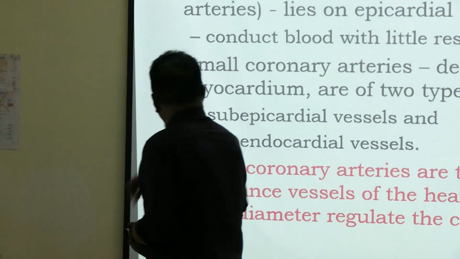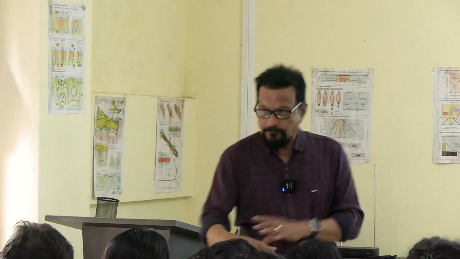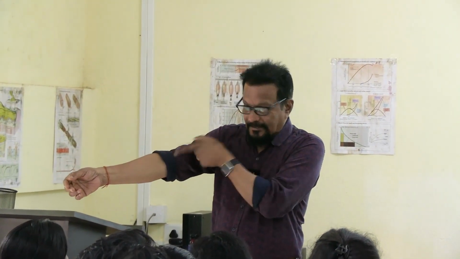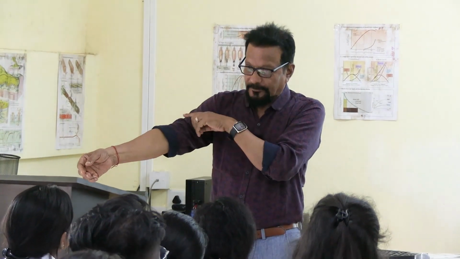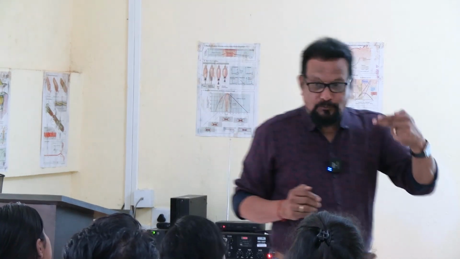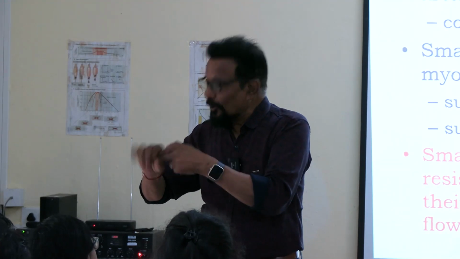But the smaller coronary arteries that are penetrating within the myocardium, tell me, what will happen? This is my bicep muscle. Some vessels are running through it. Now, if I contract these muscles, what will happen to these vessels? They will be compressed, isn't it? Since the muscle is squeezed, the blood vessels will also be compressed, so the flow of blood will be ceased or reduced.